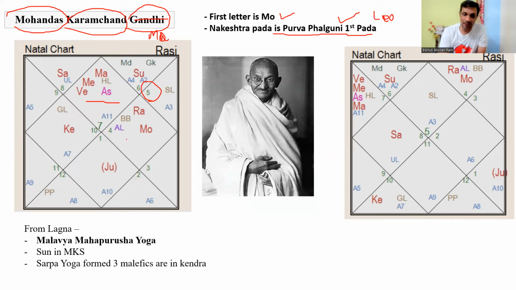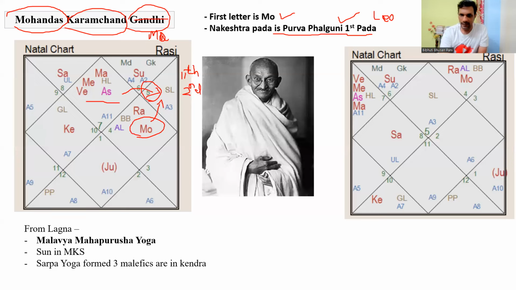The same rule is applicable from the moon, because the moon shows sustenance. So you see this Ma is the second house from the moon and the 11th house from Lagna. So Mohandas Karamchand Gandhi, the name is 11th from Lagna and second from the moon.